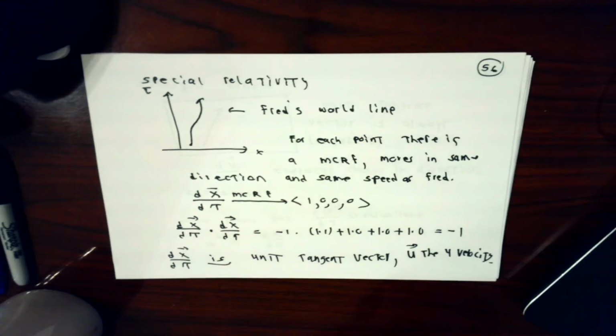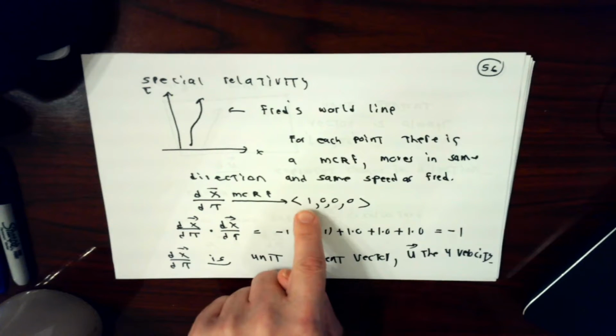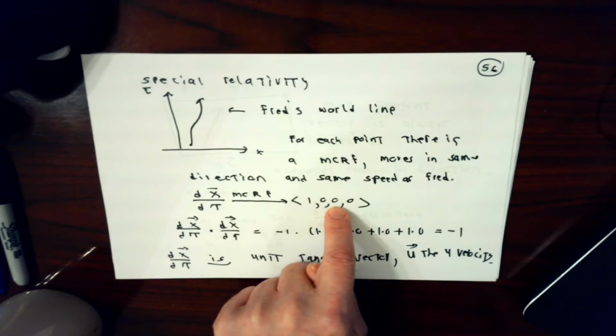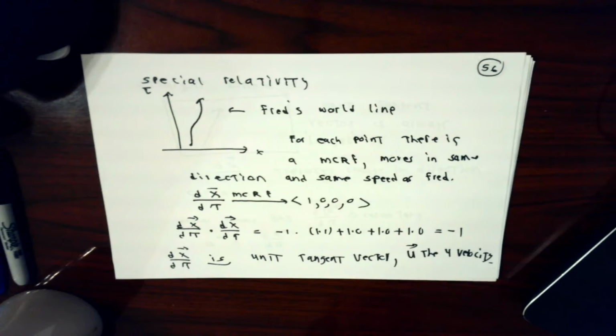We do know, because dot products are invariant, that the dot product of the 4 velocity with itself is going to be -1 times that number plus 1 times 0 squared plus 1 times 0 squared plus 1 times 0 squared. In special relativity, we'll be willing to call this a unit vector, even though the dot product comes up -1. The 4 velocity plays the role of the unit tangent vector from calculus 3.